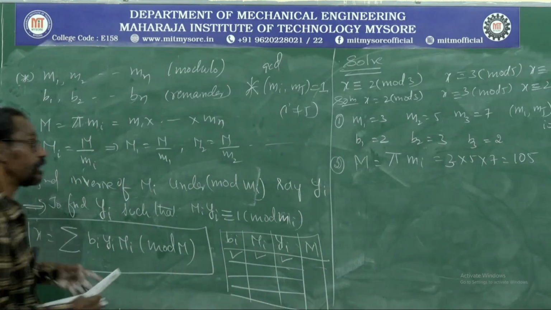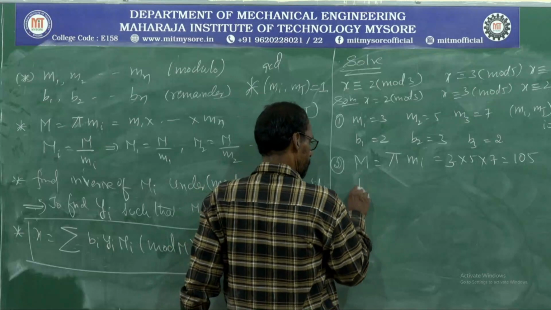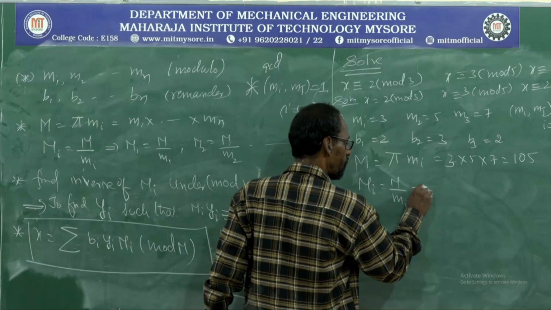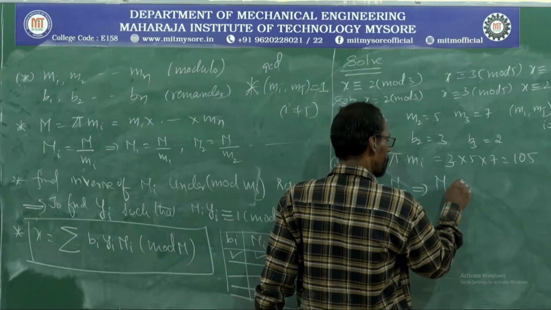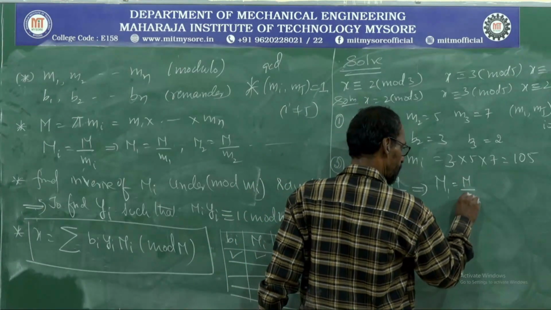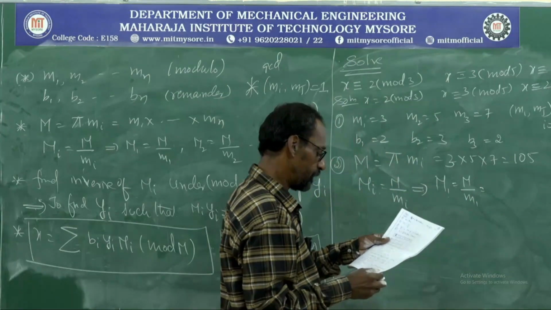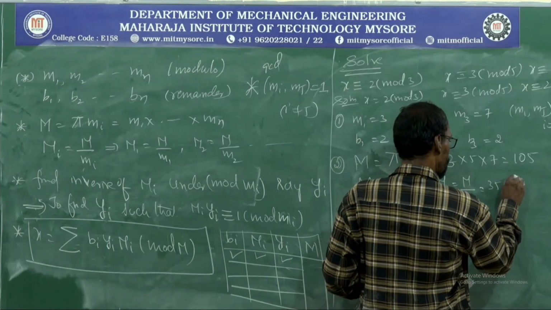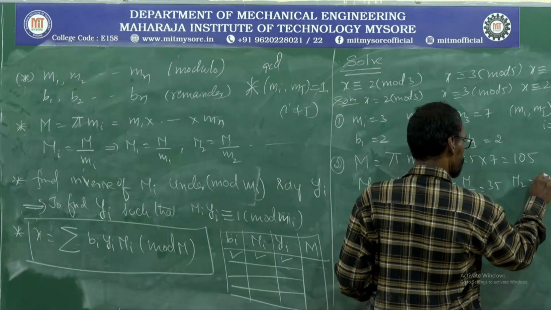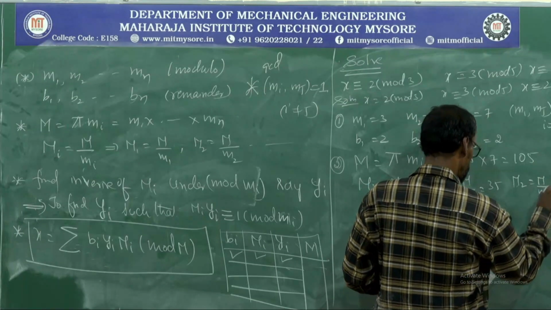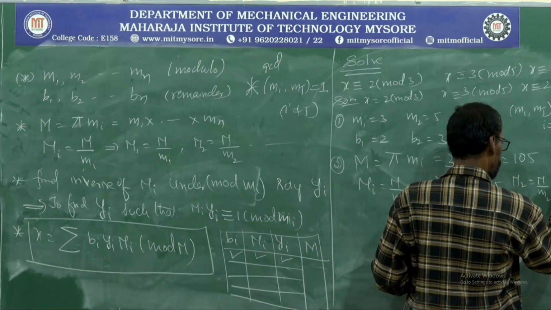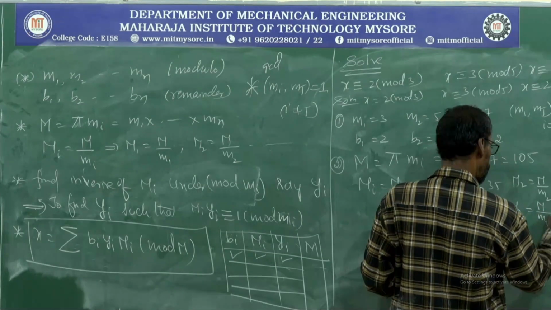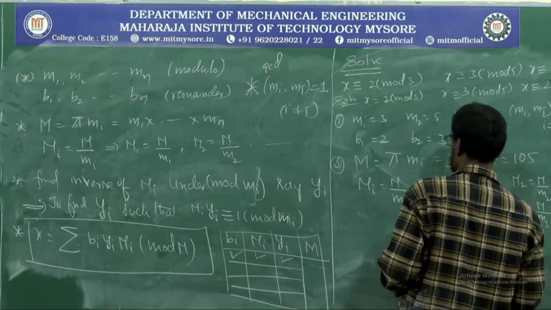In the same step, evaluate capital Mi. Capital Mi is capital M divided by small mi. This implies capital M1 is M divided by small m1, which is going to be 35. Capital M2 is capital M divided by small m2, which is going to be 21, and capital M3 is M divided by small m3, which is going to be 15.